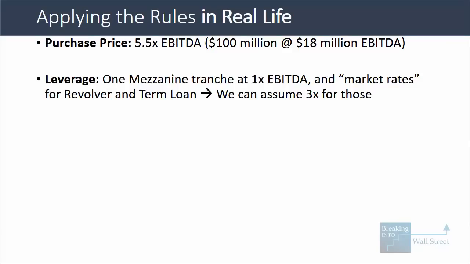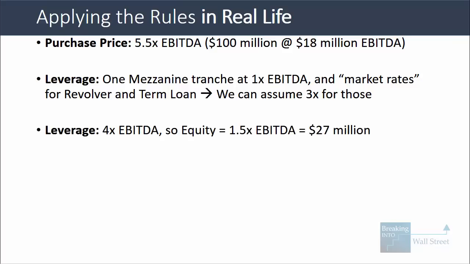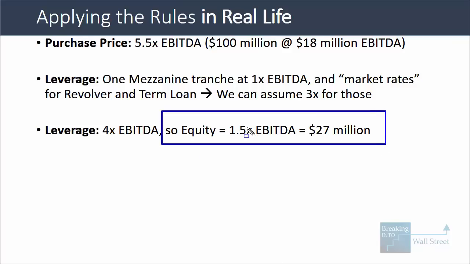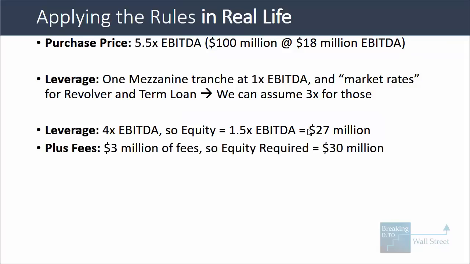It is quite uncommon to see term loans at more than 2 or 3x EBITDA, so we'll just make a simple assumption and say 3x for now. So in total, we have about 4x EBITDA for the leverage, which means that we need equity of about 1.5x. Because remember, our purchase price is 5.5x EBITDA. 1.5x EBITDA is 27 million. Of course, we also have fees and expenses of 3 million, so we can round this up and say our equity required is 30 million here.